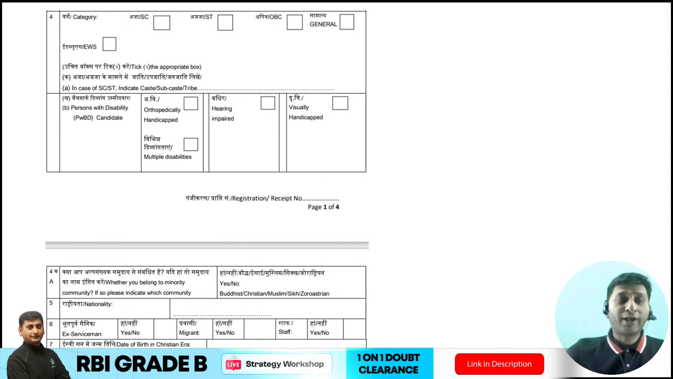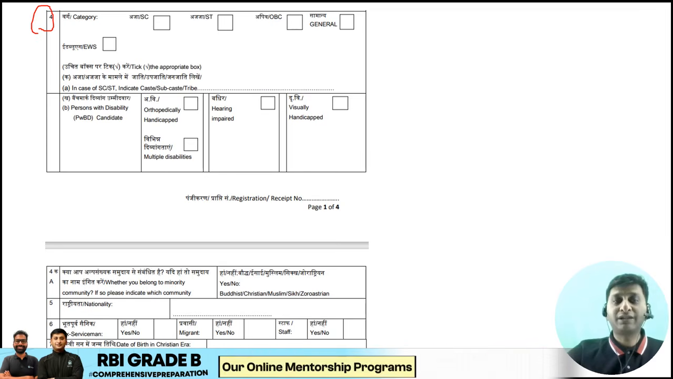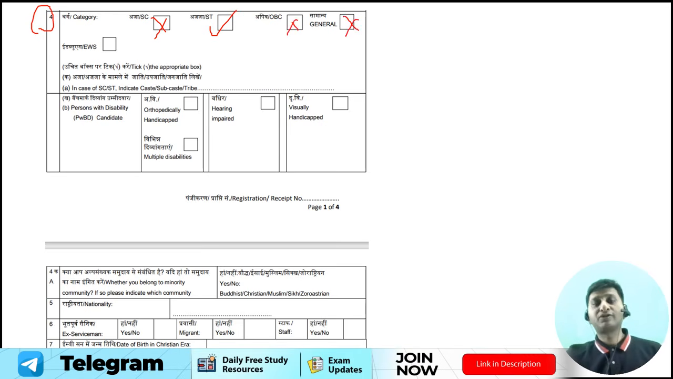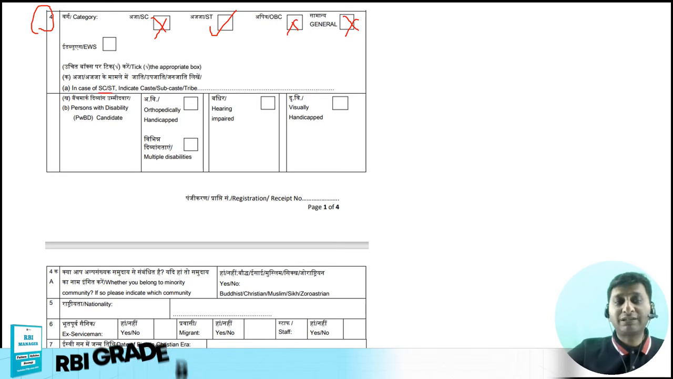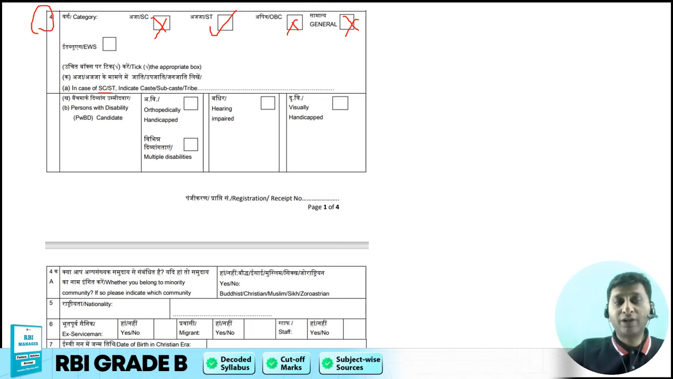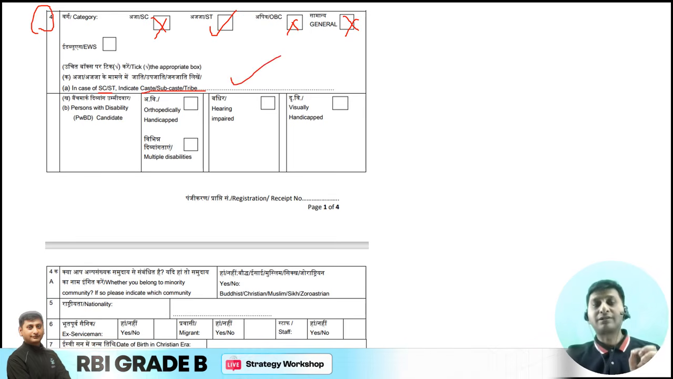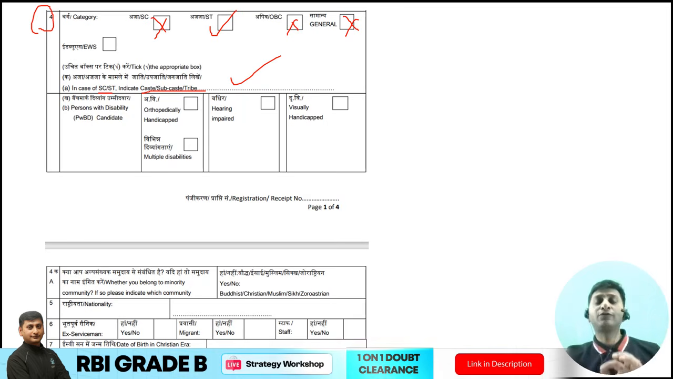Now moving on to point number 4, which is pretty simple here. You just have to tick your category. So if you are from, say, ST category, just put a tick here. Do not put a cross in other boxes. No, do not do that. That is not required. Just put a tick in the appropriate box. And in case you are SC, ST, please indicate your caste, subcaste or tribe. This is very, very important. I think you know it better than anybody else.